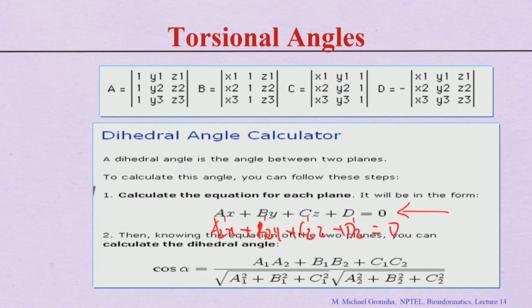Now you can calculate the dihedral angle using these 2 equations, using cos alpha equal to a1 a2 plus b1 b2 plus c1 c2, divided by the square root of the product of the norms. If you get this, then alpha is the cos inverse of that quantity, and that gives you the dihedral angle.